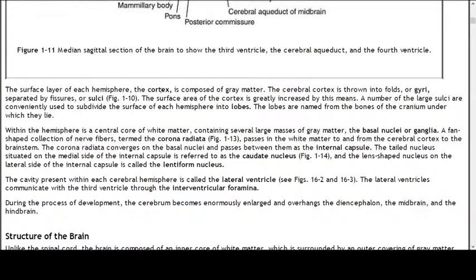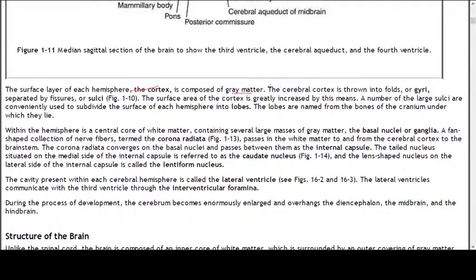The surface layer of each hemisphere, the cortex, is composed of gray matter. The cerebral cortex is thrown into folds, or gyri, separated by fissures. Okay, I need to understand this again. The surface layer of each hemisphere, the cortex, is composed of gray matter.